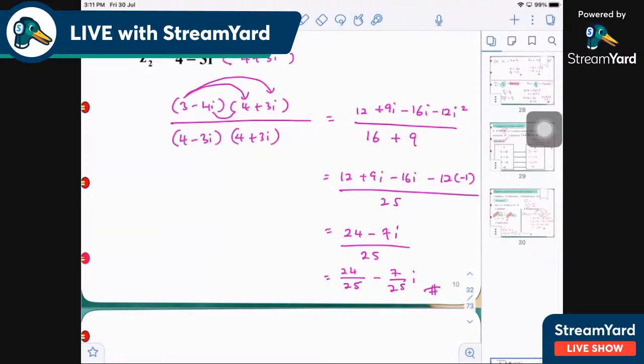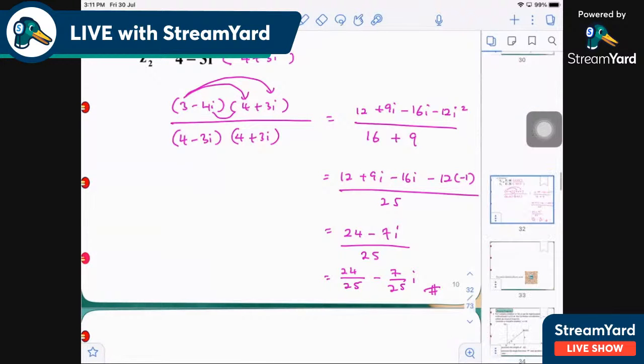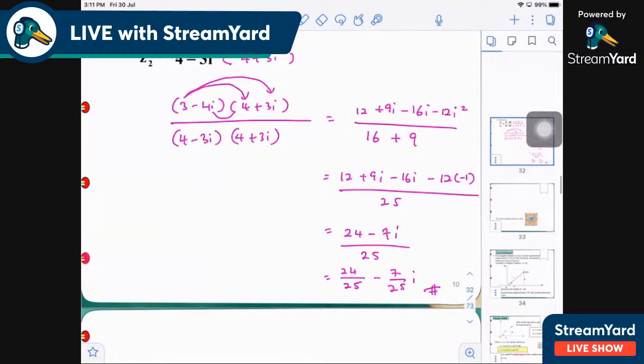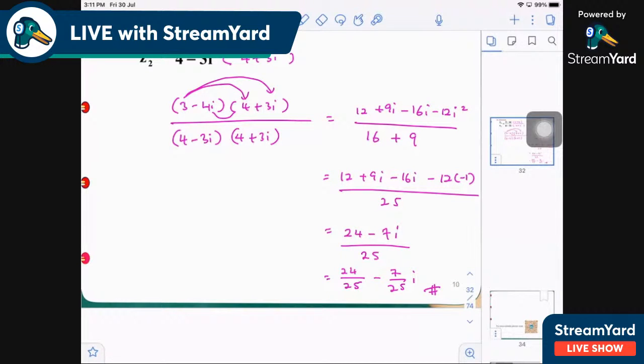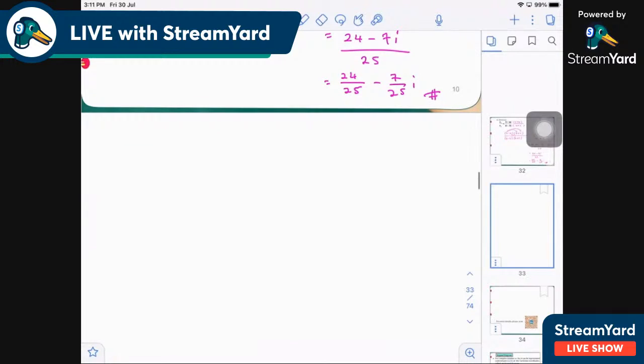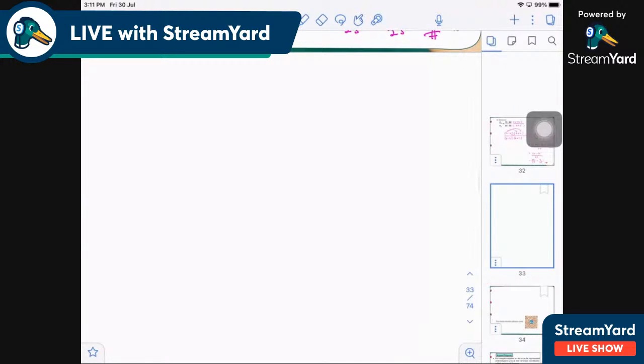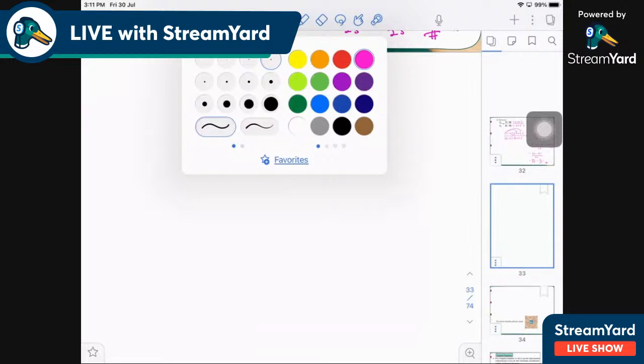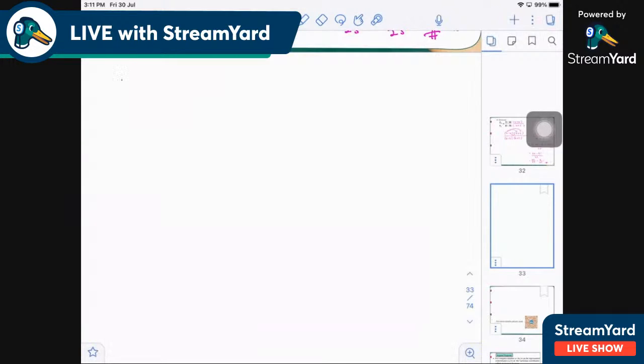Okay, let's see, this is B. If I give you Z1 equals 2 minus 3i, and then Z2, I'm going to give you 4 minus 5i. So now I put Z2 over Z1. Z2 over Z1 is going to be 4 minus 5i over 2 minus 3i.